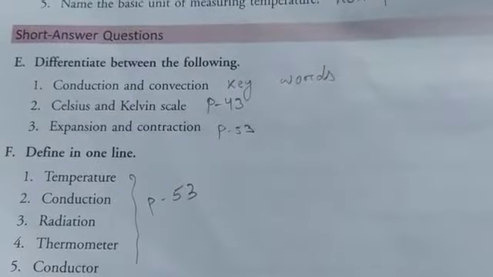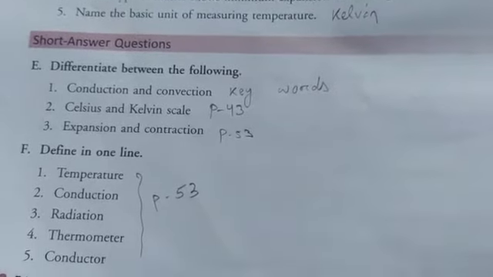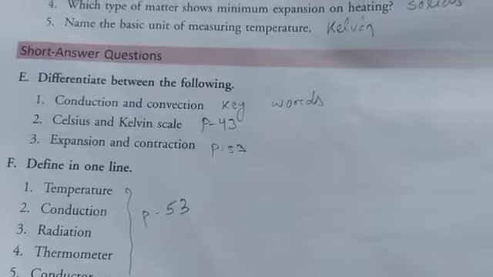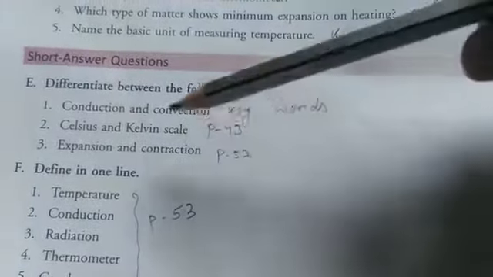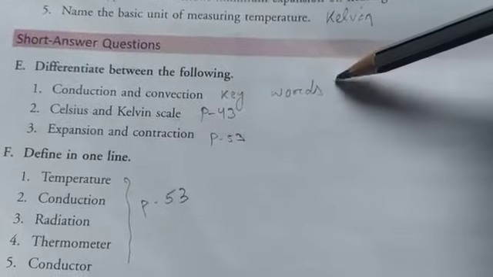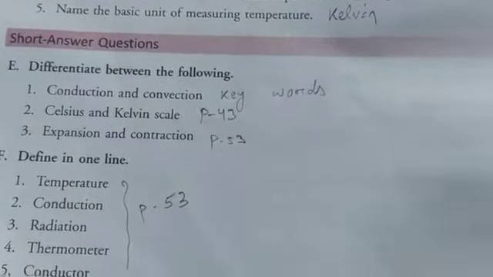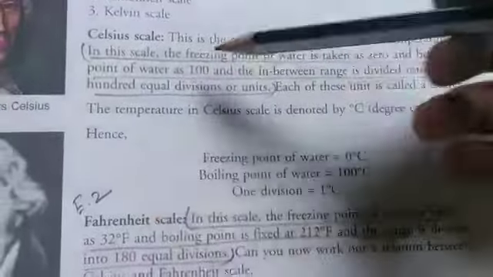So this lesson is over. I am going to discuss the question answer and long question answer here, and the short question you will get in PDF. So here first E number, differentiate between the following: conduction and convection, that is in the keywords. Celsius and Kelvin scale, page number 43. So E number 2, this much you can write.